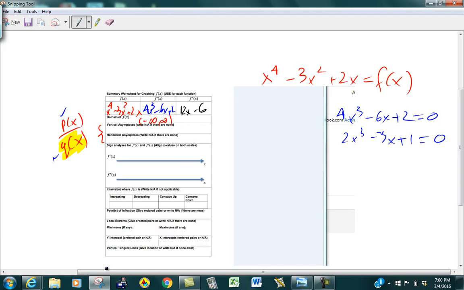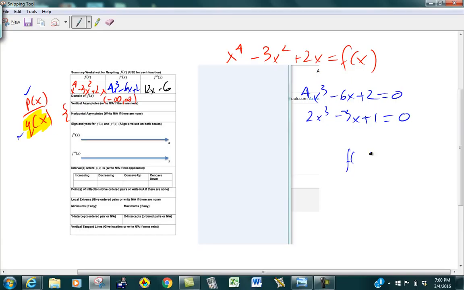If you look here, I think you can see that f of 1 is equal to 2 minus 3 plus 1 equals 0. And so x equals 1 is a solution. Then there are other solutions, but you'll have to get them by doing synthetic division.